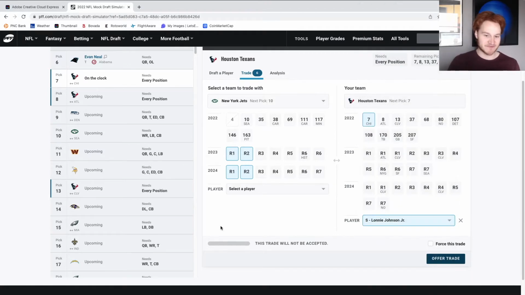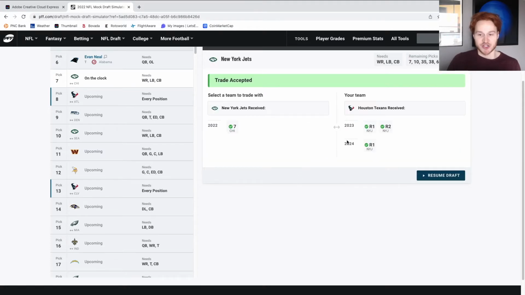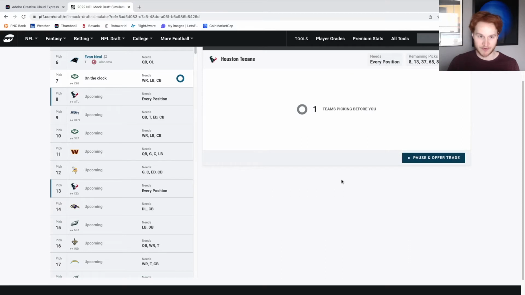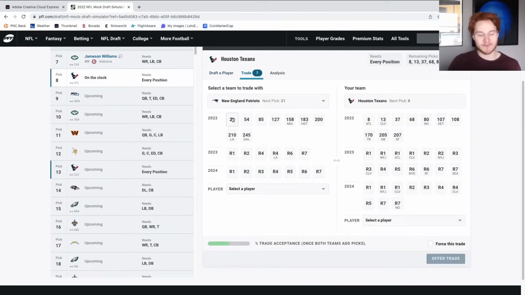Well, we might just have to trade. Yeah, okay. So we'll just offer this. It's not going to accept it. That's fine. We don't need a second rounder. This would be a crazy trade. So we're trading the 7th overall pick for the Jets' 2023 first and second rounder and their 2024 first rounder. Very interesting trade. I'm probably just going to, New England?